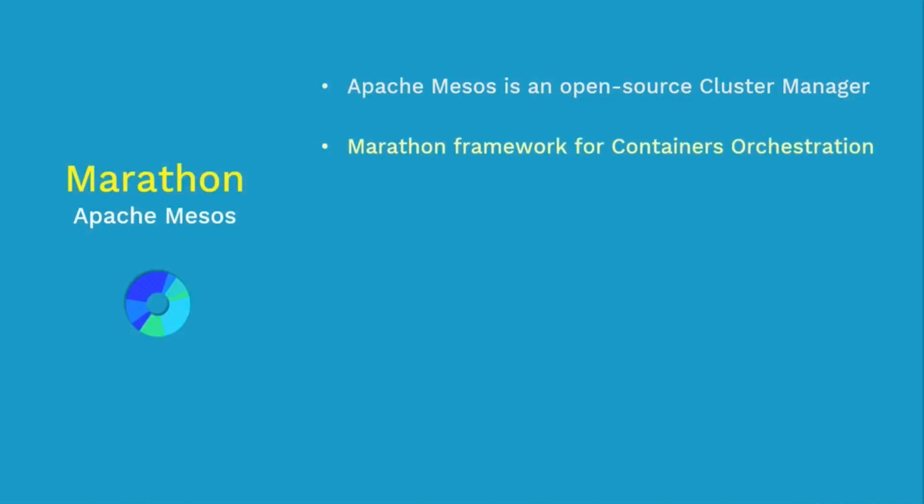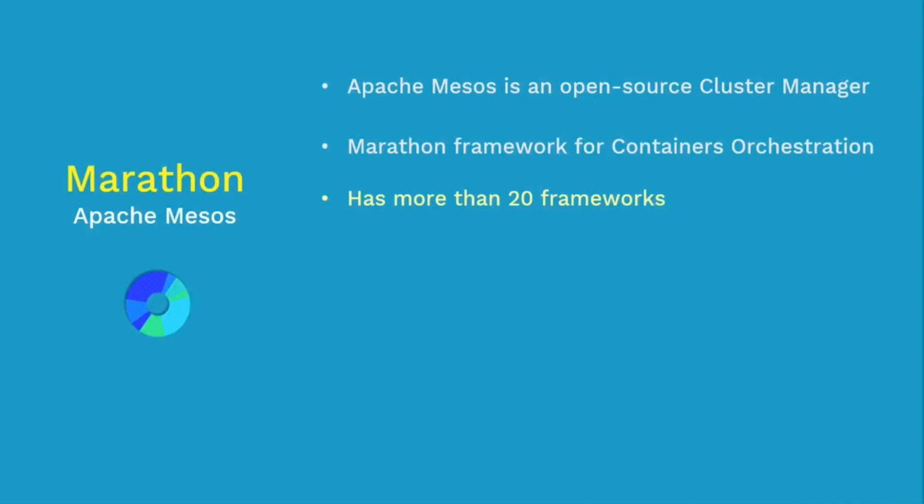So Apache Mesos Marathon is the first container orchestration engine out there. It came even before the Kubernetes, Docker Swarm, and others. So in Apache Mesos, for each job, there is something called a framework. There are a total of about 20 plus frameworks, including the Marathon framework for container orchestration.